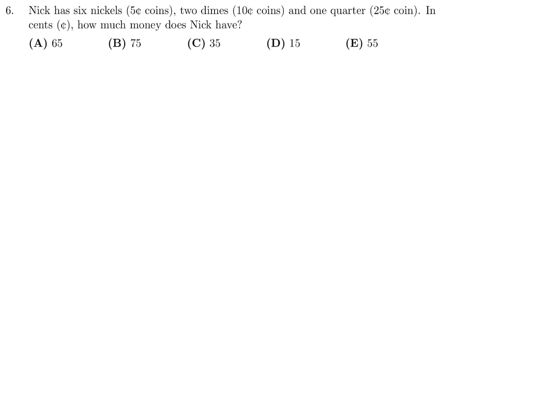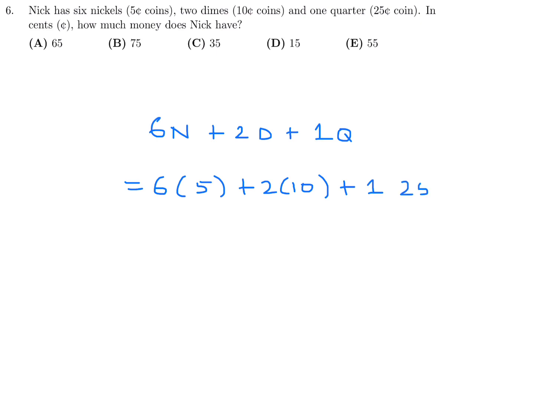Nick has 6 nickels, 2 dimes, and 1 quarter. In cents, how much money does Nick have? The value of a nickel in cents is 5. The value of a dime in cents is 10, and the value of a quarter in cents is 25. So this would be 30 plus 20 plus 25, and that is 75. 75 cents is how much Nick has, and therefore number 6, the answer is B.